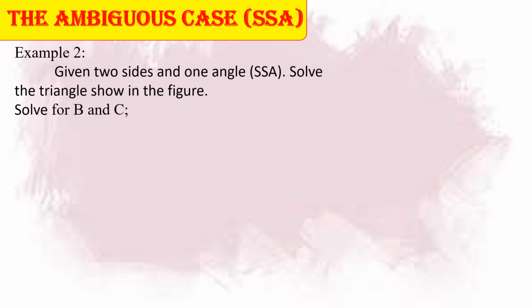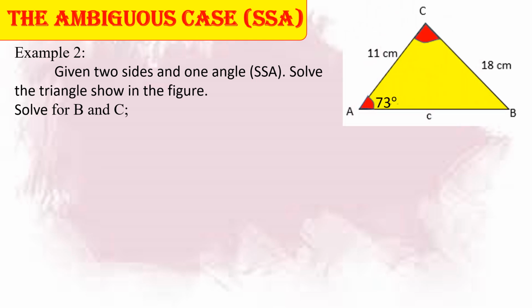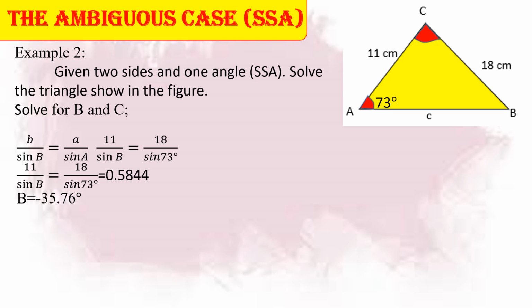For example number 2, given two sides and one angle, SSA, solve the triangle shown in the figure. Here's the figure. Now we will solve for B and C. B over sine B is equal to A over sine A. Let's substitute the values: B is 11 centimeters over sine B, which is the unknown, is equal to A, which is 18, over sine A, where angle A is 73 degrees.